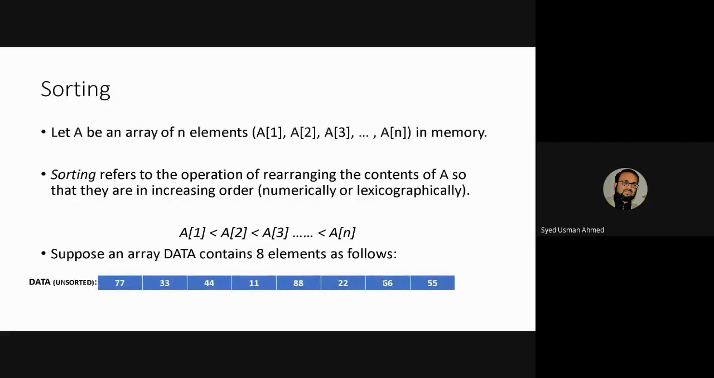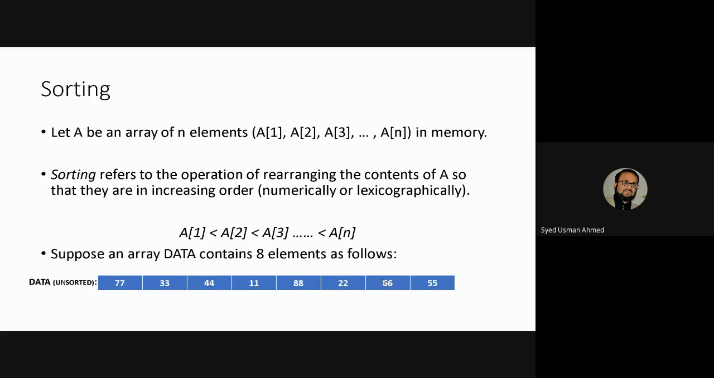Sorting refers to the operation of rearranging the contents of A, where A is an array of elements such as A1, A2, A3 up to AN in memory, so that they are in increasing order, numerically or lexicographically, such that A1 is less than A2, A2 is less than A3, and so on till AN.